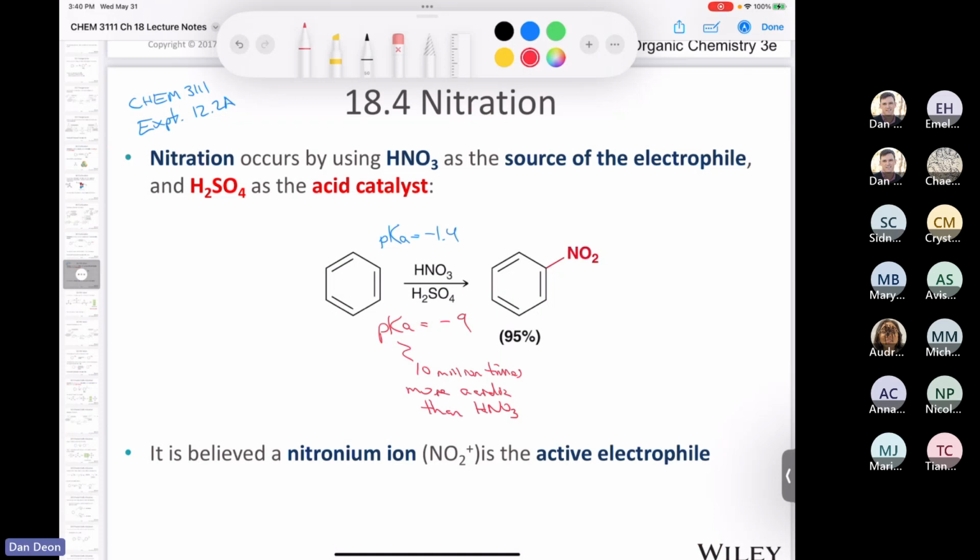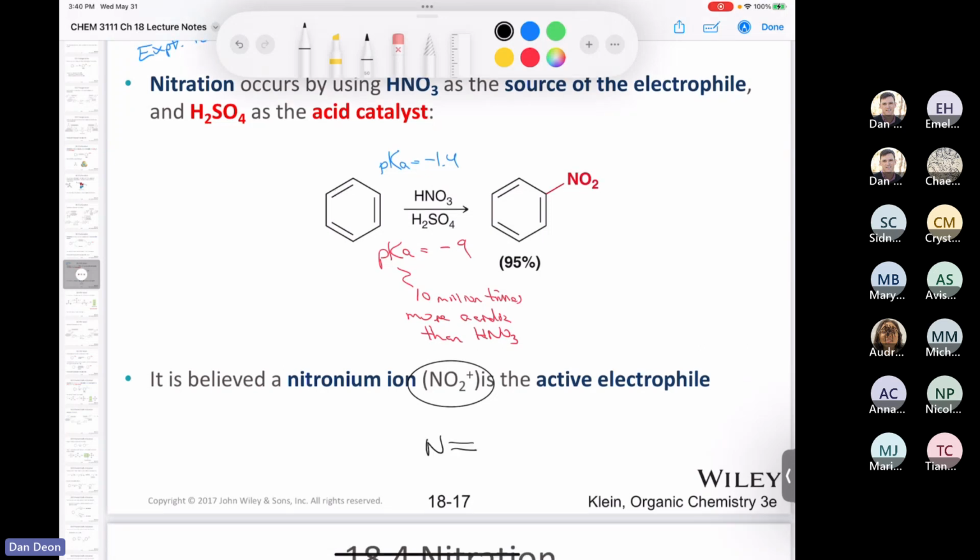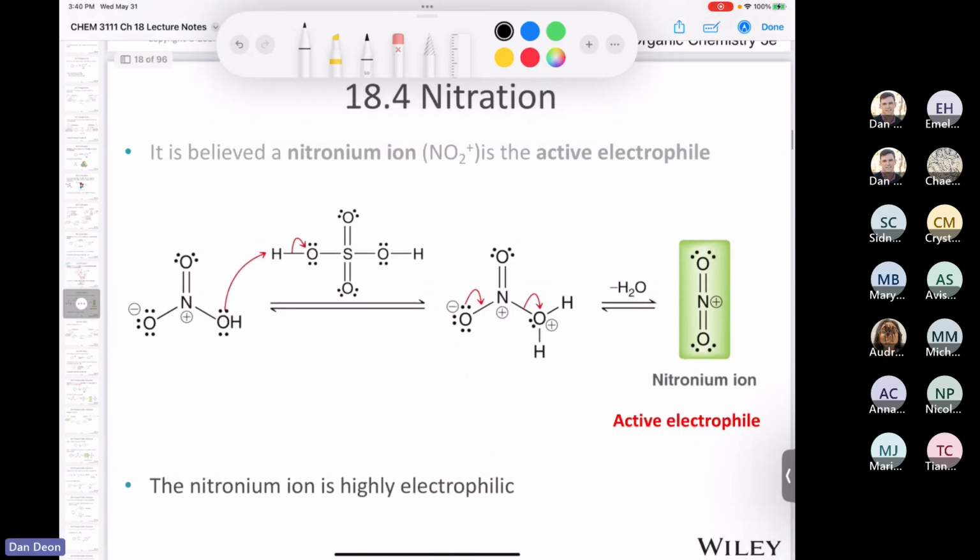Okay, and so that means that the sulfuric acid can transfer a proton onto the nitric acid and make what's called a nitronium ion. You've got to be able to draw the nitronium ion, which looks a little something like this. You get a positive charge here, so you can imagine that's a very powerful electrophile. Here's the believed mechanism of the protonation of nitric acid to make the nitronium ion. Sulfuric acid transfers a proton onto your nitric acid. You lose water as a leaving group, and you make your nitronium ion.